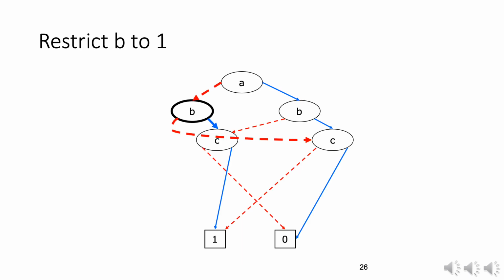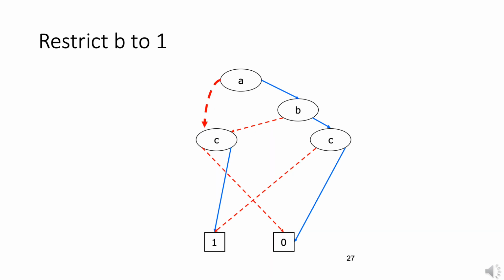Here we restrict b to 1. Note how we need to redirect its incoming edge to its c successor, which is the high successor. We start with the left b. After we worked out the left b and it is removed, we need to work out the right b.